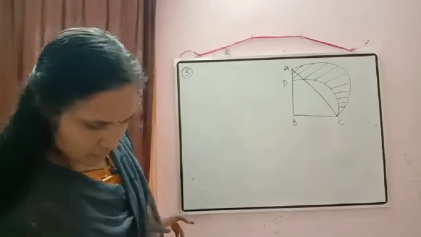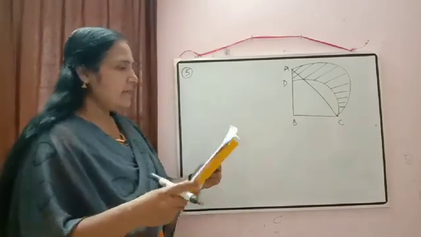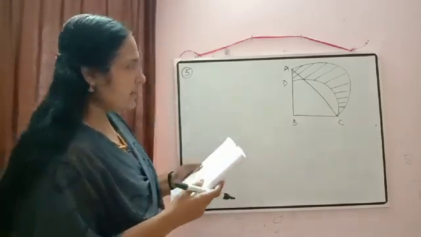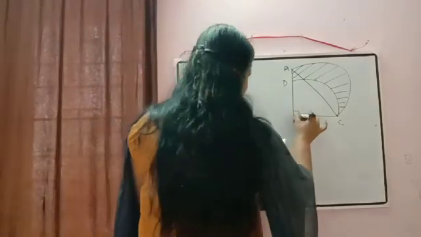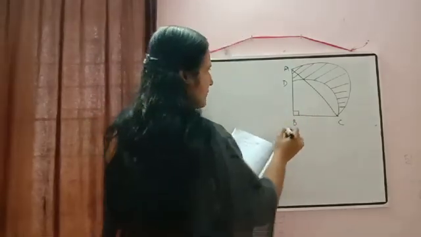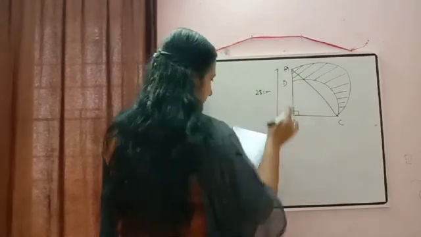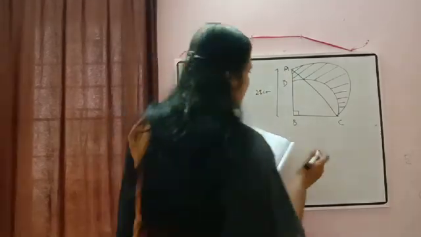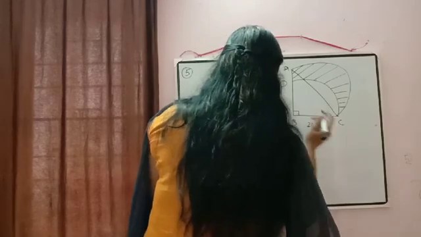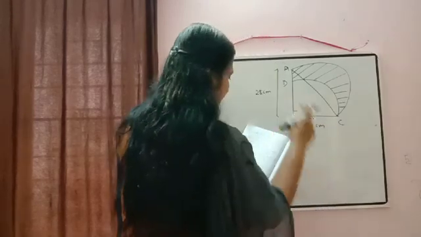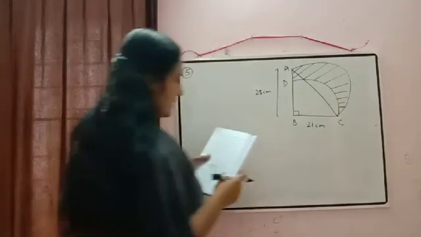Now check in this question. It is given triangle ABC is a right triangle with angle B 90 degrees. AB is equal to 28 centimeter. BC is equal to 21 centimeter. With AC as diameter, a semicircle is drawn.